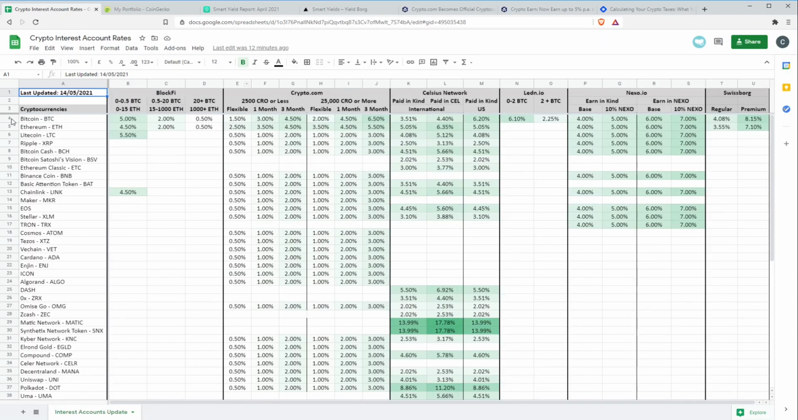If we jump back to the spreadsheet, you can see if we highlight Ethereum here, 4.5% for the first 15 now on BlockFi. Not great on crypto.com, but Celsius offering just over 5%. Even Nexo, their base rate is 4%, compared to an average rate over the last week or two of just over 3.5% for Swissborg. So potentially there are better options out there for Ethereum.